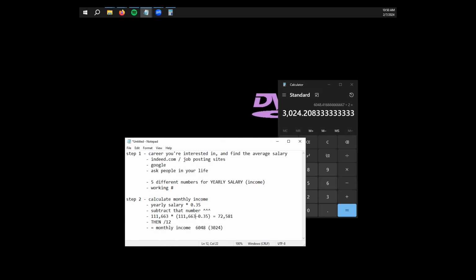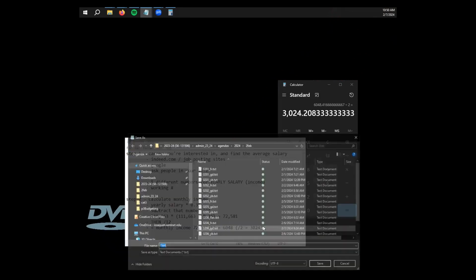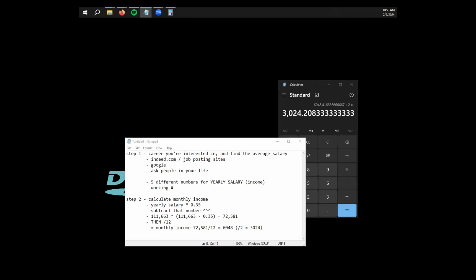We're doing math here. Don't worry, this is about all the math that you guys are going to have to do because I'm going to show you how to make the spreadsheet do all of this for you. And then we divide this by 12, monthly income of 72,581 divided by 12 equals 6,048, or divided by 2 again equals 3,024.